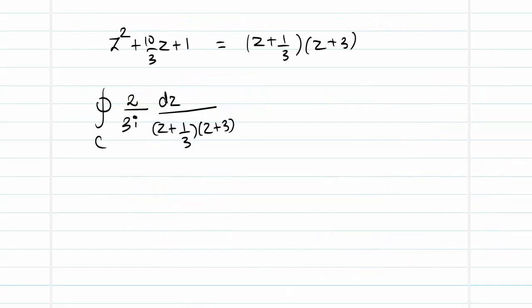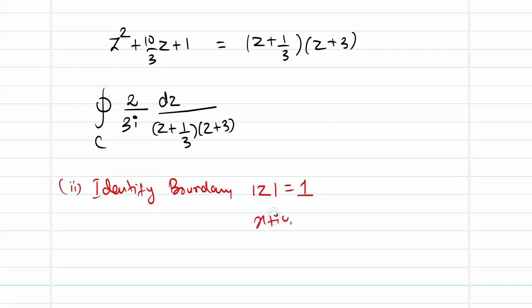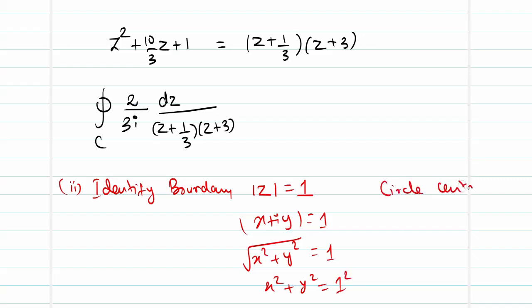Now my second step. What is my second step? To identify the boundary. What is my boundary? We are integrating along a unit circle. What do we mean by unit circle? Mod z is equal to 1. x plus iy, modulus equal to 1. The square root of x square plus y square equal to 1. x square plus y square equal to 1 square. It represents a circle with center 0, 0 and radius equal to 1 unit.